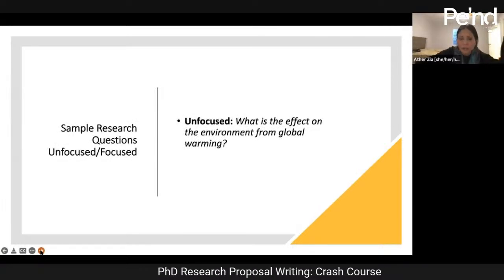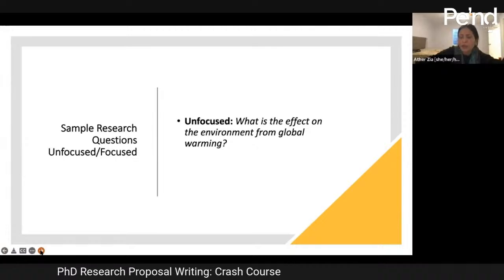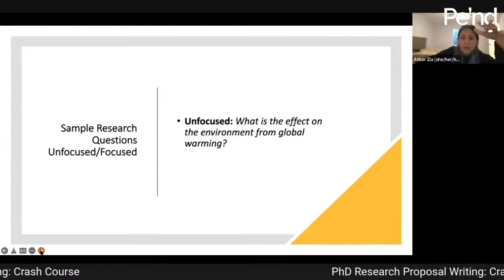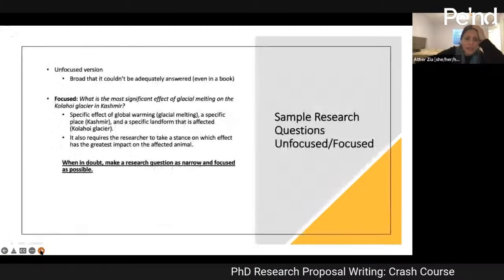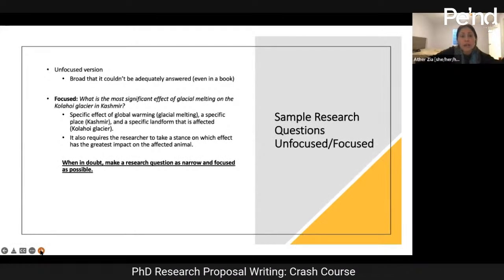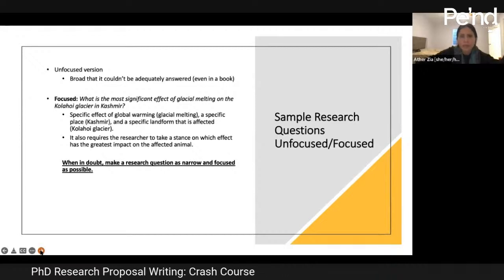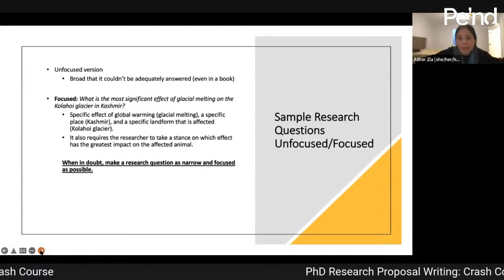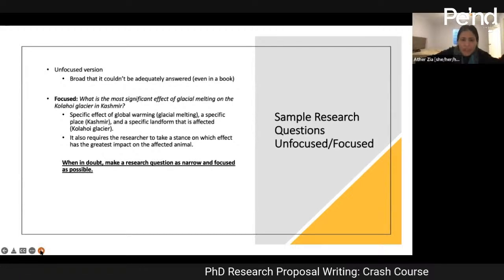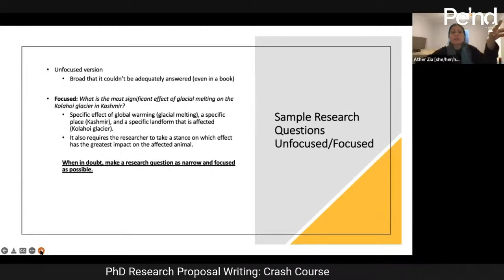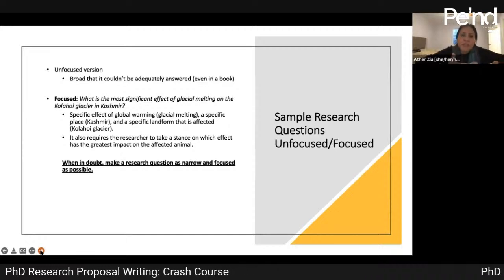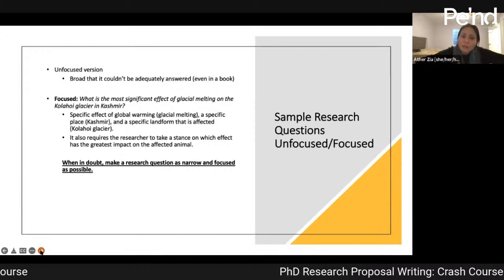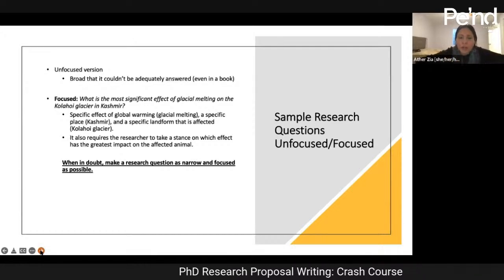So for example, an unfocused question: what is the effect of environment on the environment from global warming? I won't ask you, because I think it's pretty obvious. It's broad and it can't be adequately answered, because what are we talking about? The focused version would be: what is the most significant effect of glacial melting on Kolahai Glacier, which is already melting in Kashmir? So now you have a specific effect of global warming, which is glacial melting, a specific place, which is Kashmir, and a specific landform that is affected, the Kolahai Glacier.